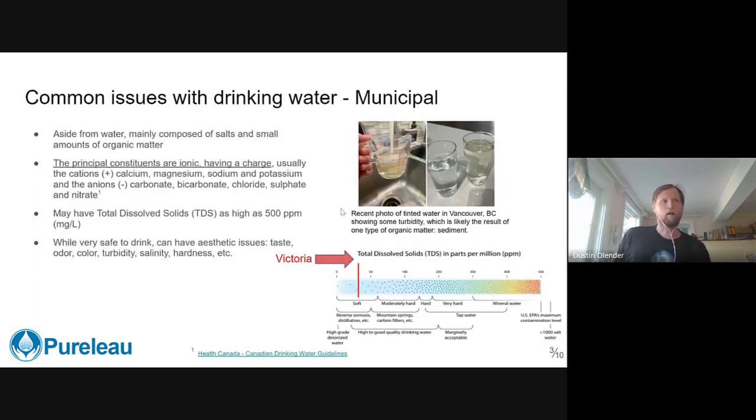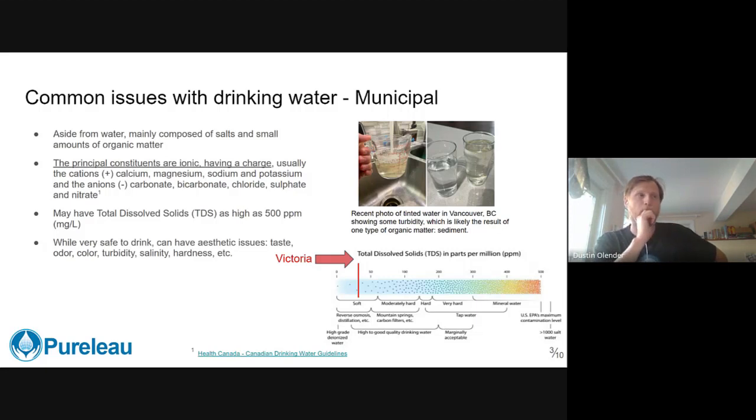Okay, so common issues with drinking water. Most of us get water from our municipality. And aside from H2O, we're mainly dealing with salts and small amounts of organic matter. As you all probably know, when salts dissolve in water, they become ionic. The positively charged ions that you're dealing with are mainly calcium, magnesium, sodium, and potassium. On the negative side, you've got carbonate, bicarbonate, chloride, sulfate, and nitrate.